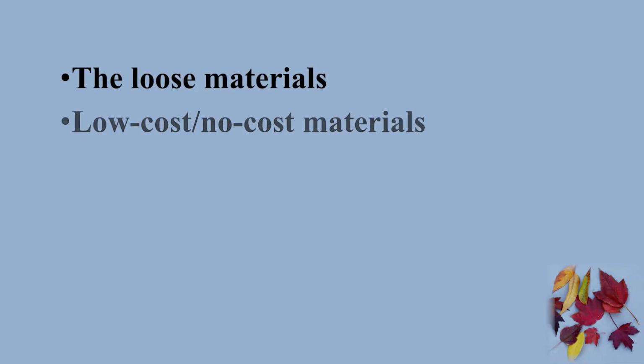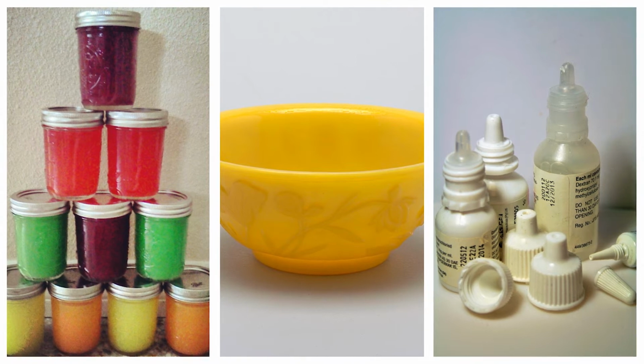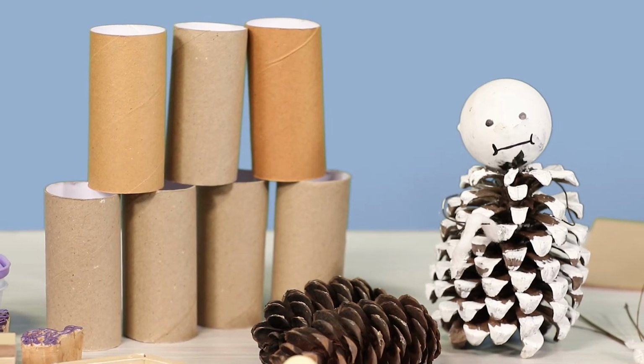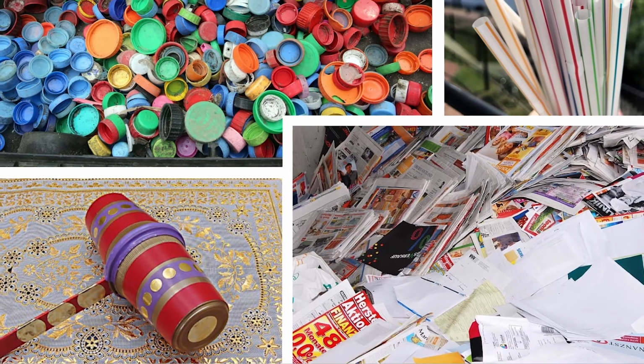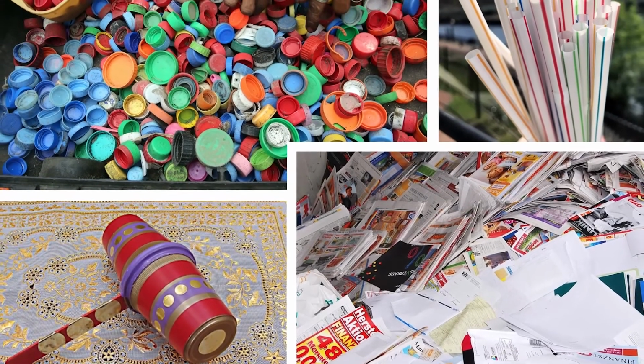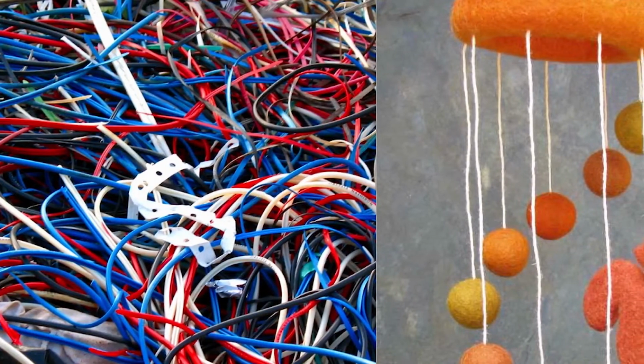This area needs to have loose materials, low cost, no cost materials, environment materials like cones, pines, dry leaves, seeds, feathers, bottle caps, lids, spools, paper cups and paper plates, and also various sizes of bowls, cardboard boxes, child-friendly scissors, empty jars, books, straws, eyedroppers, variety of papers, magazines, flexible waste wires and so on.